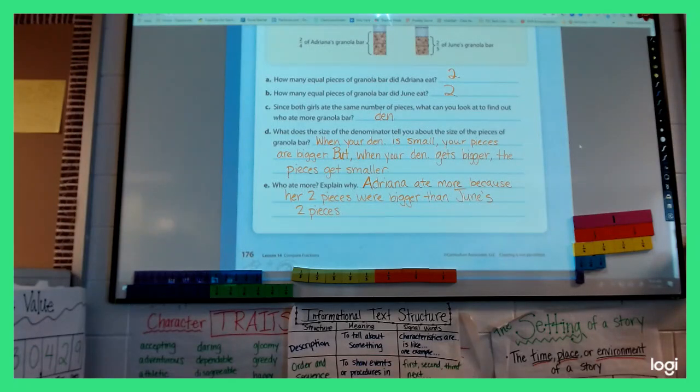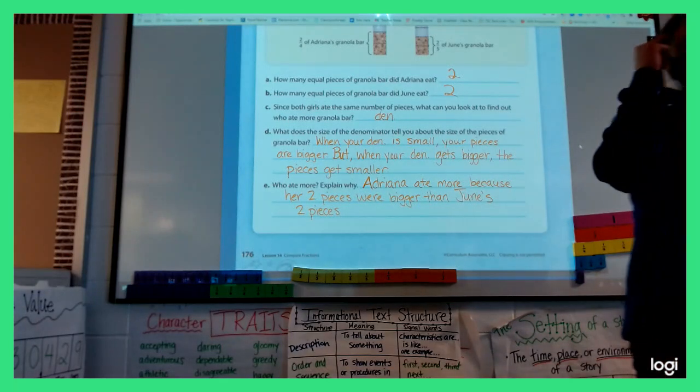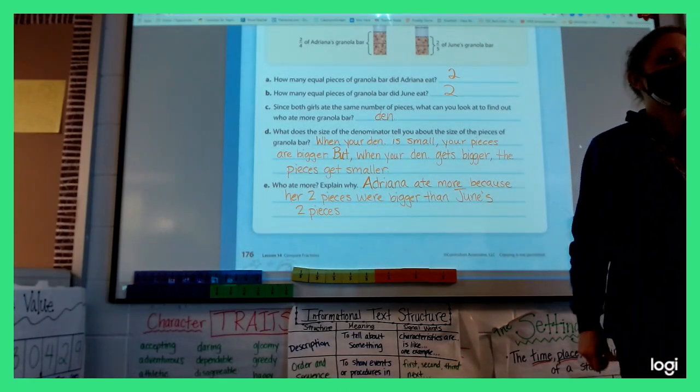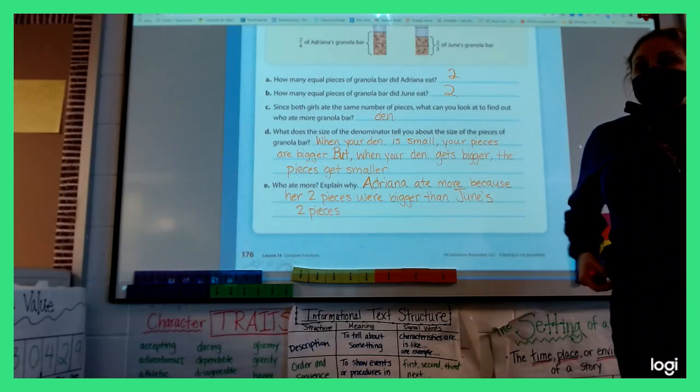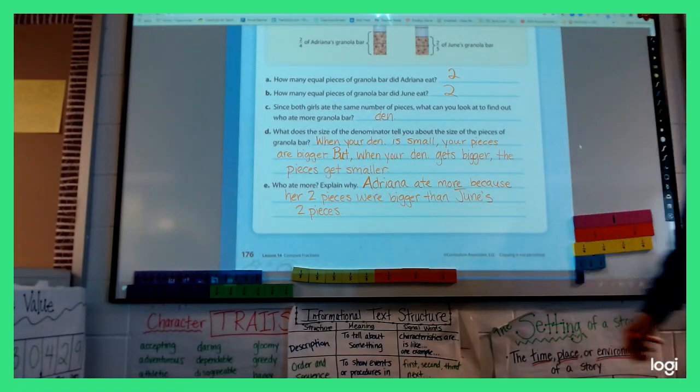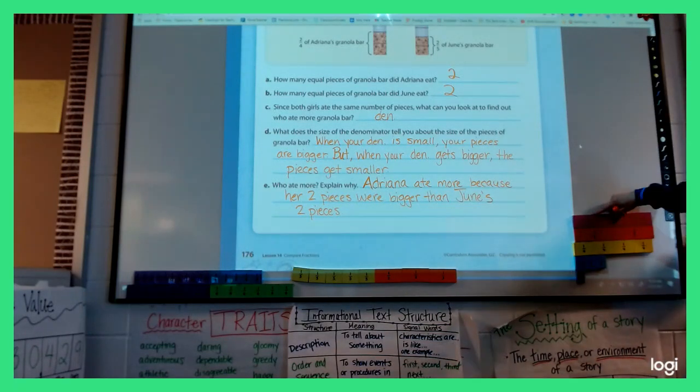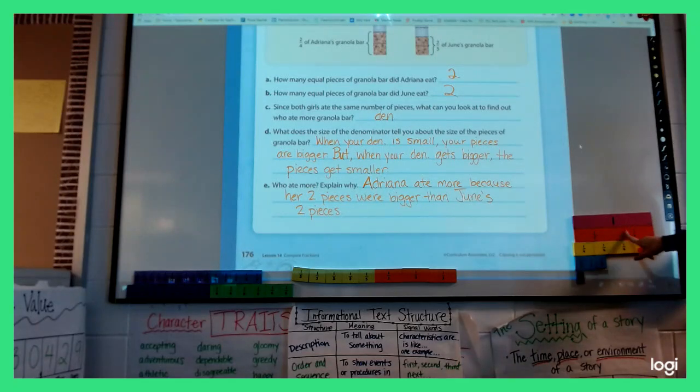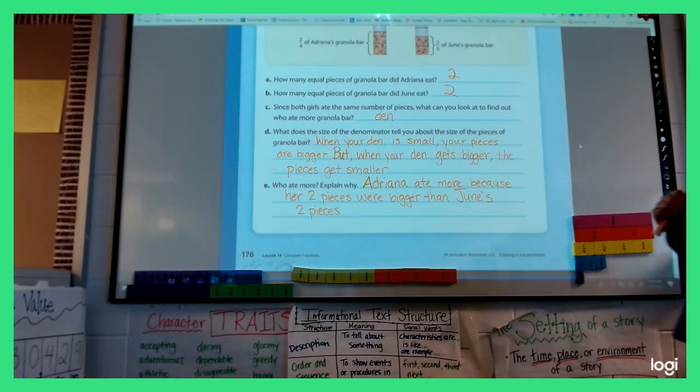Well, we're finishing that up. Does anyone have any questions or anything that your brain's not quite connecting yet about this idea? We'll keep working on it, but if you forget, just picture these pieces, right? When I have the 1/2 pieces, they're huge. When I have the 1/12 pieces, they're itty bitty.